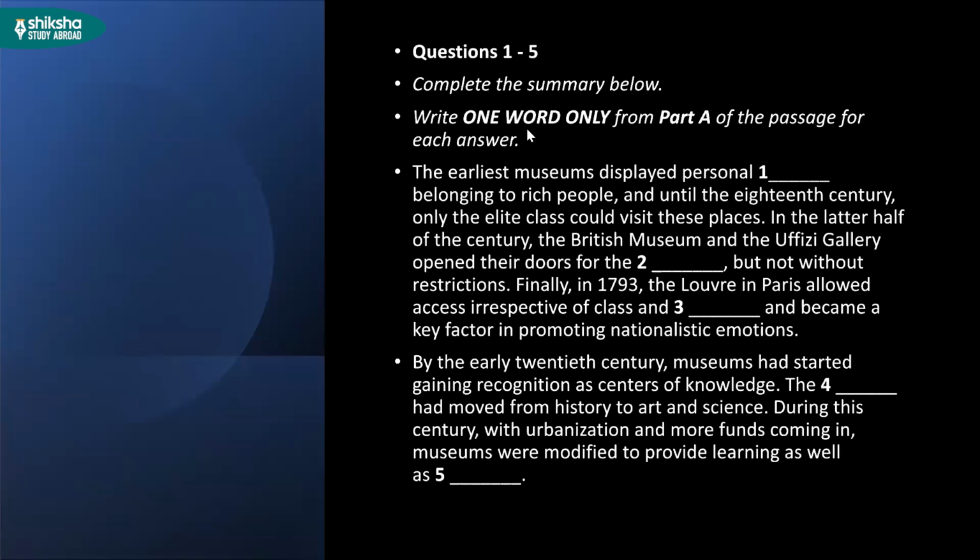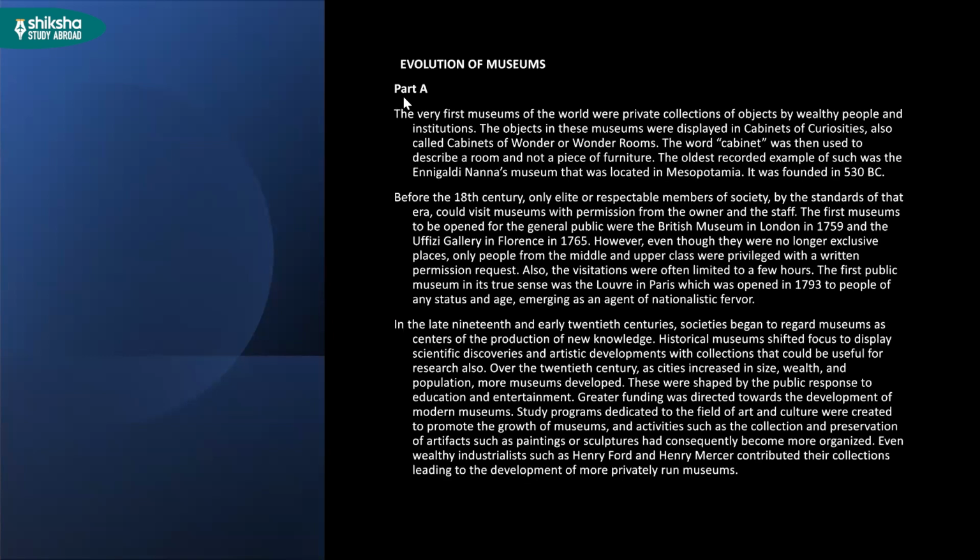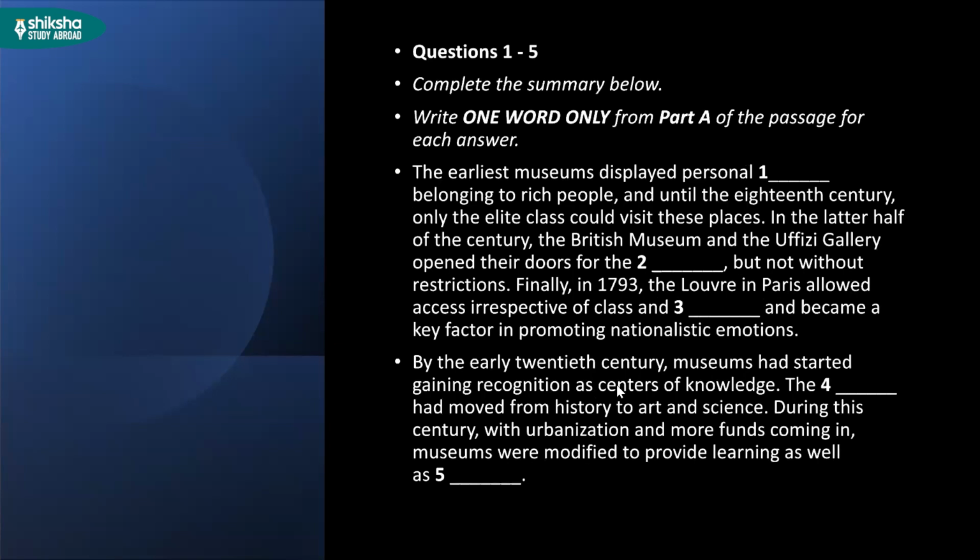Now read the instructions very carefully. Write one word only. So you just have to use one word as an answer. If you use 2 or 3 words, then again the answer will be wrong. Okay, from part A of the passage for each answer. So they will specify everything. You just have to go to part A, which is this. So part A is these 3 paragraphs, and you have to just find the correct paragraph and then look for the answers for words. Okay.